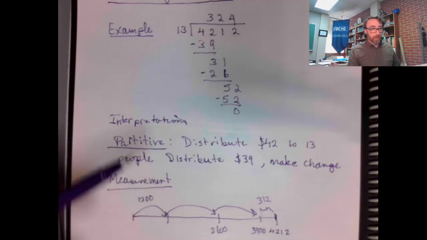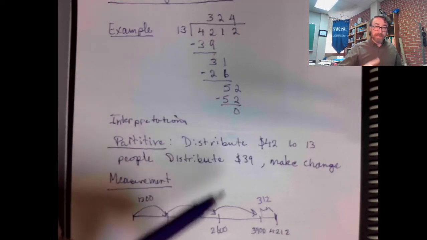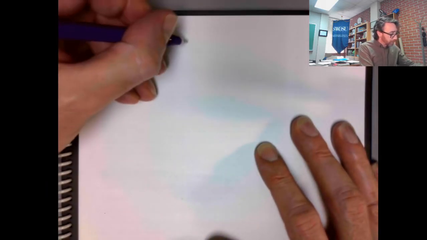Okay, so don't forget the models, even though we're wanting to get our students to make the transition to writing things out just with numbers. Let's do another quick example here. Let's take a little bit bigger divisor.